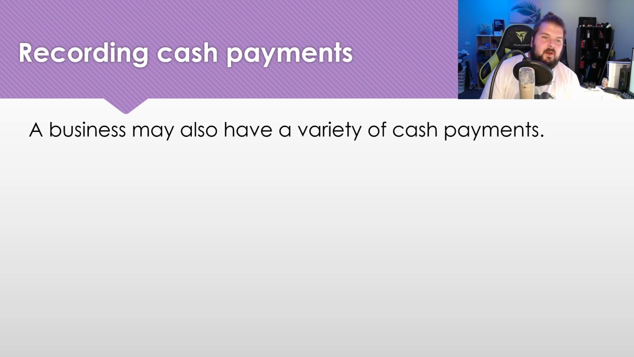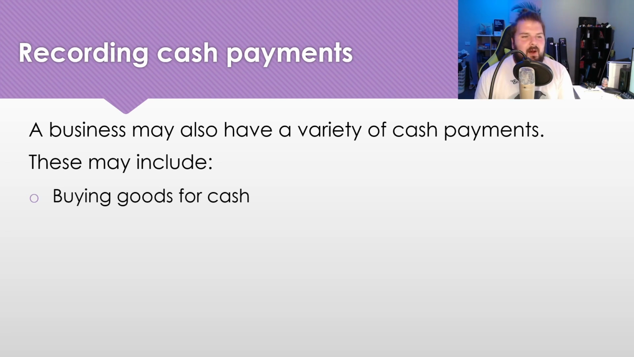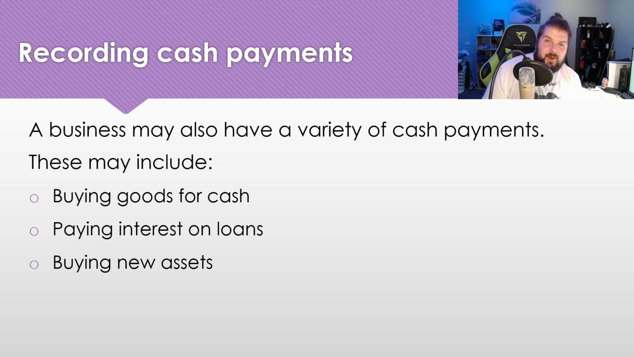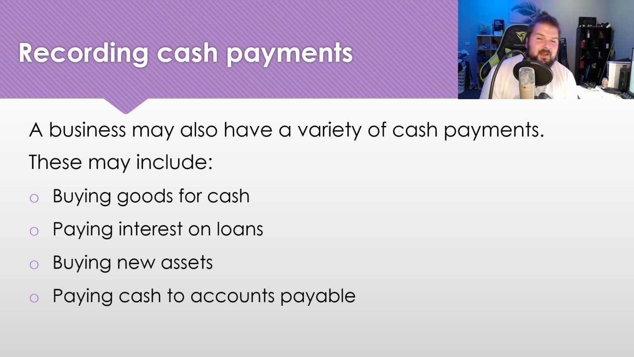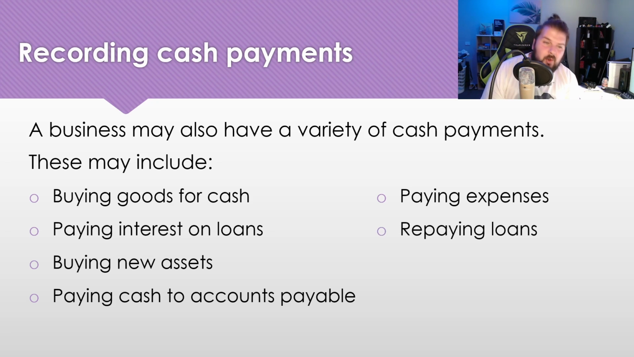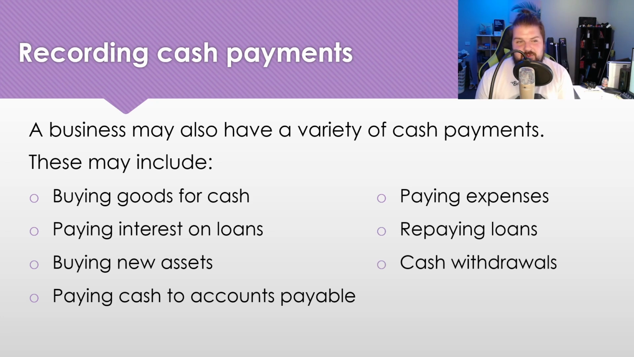As for cash payments, we have a wide variety of these. It could be buying goods, it could be paying interest on loans, it could be buying new assets for the business, it could be paying people that we owe, paying expenses, repaying our loans, it could be cash withdrawals, it could be all these sorts of things. So we need a robust system that works for both cash receipts and cash payments.